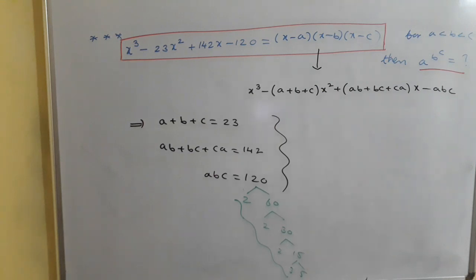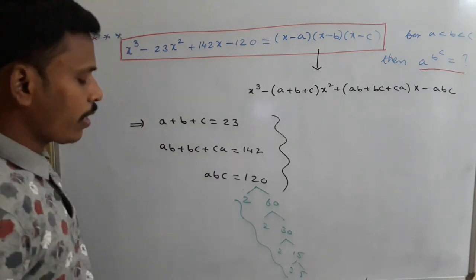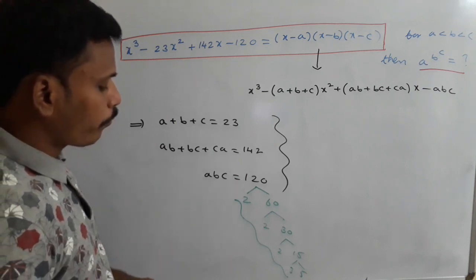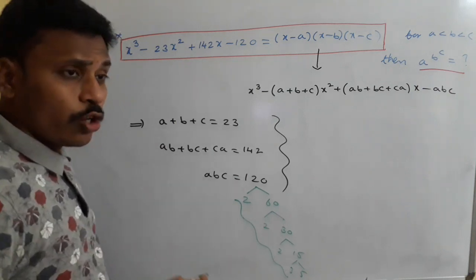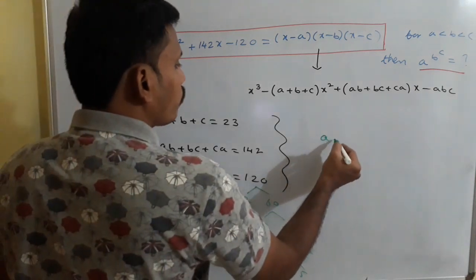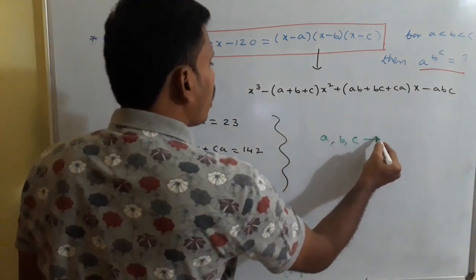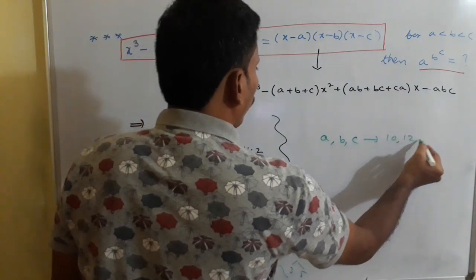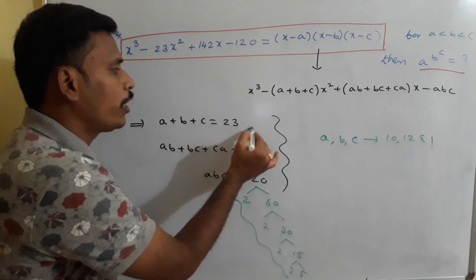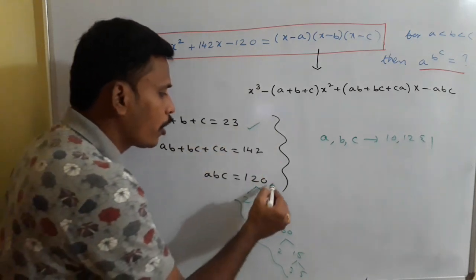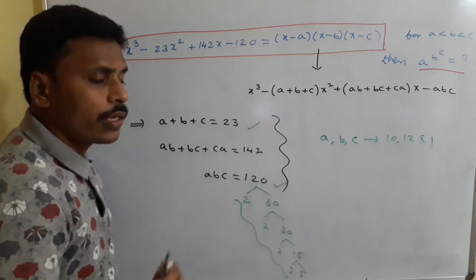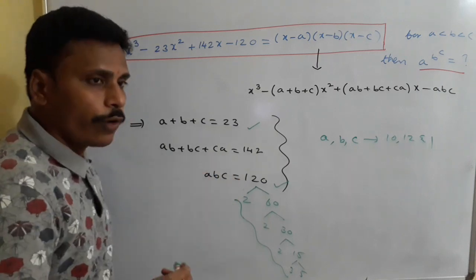So what are the possible values for a, b, c? I think so here, see, this is 120, right? 10 into 12 I will use. The possible values for a, b, c are 10, 12 and 1. If you add those three, you will get 23. If you multiply those three, you will get 120. Whereas if you check ab plus bc plus ca, since one value is 1, then automatically you will get 142.